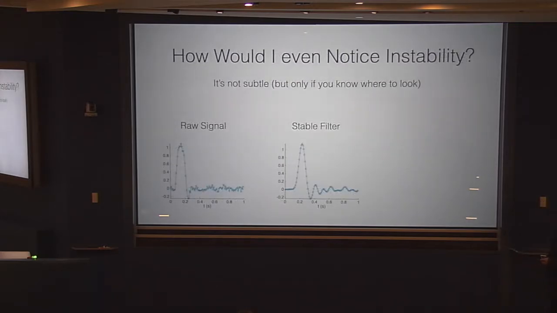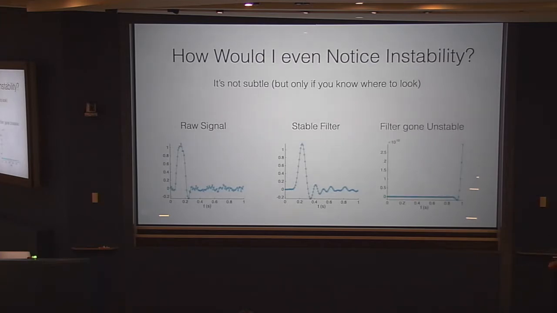How would you even notice if you had instability in your filter? Well, let's say this is your raw signal, which we've seen before. This is a stable filter. In this case, I've chosen the one that does have ringing because the ones that are likely to become unstable are also more likely to have ringing. If I tweak it a bit, make it too high order, then I get this as the response instead.